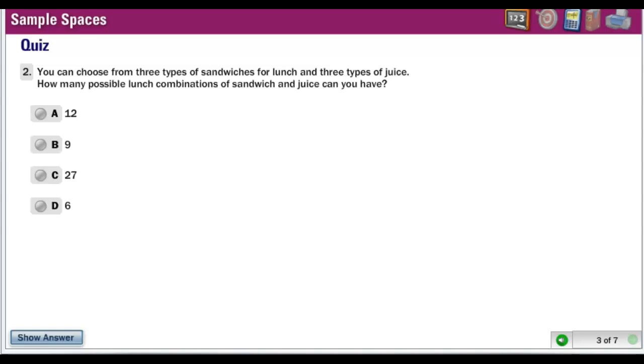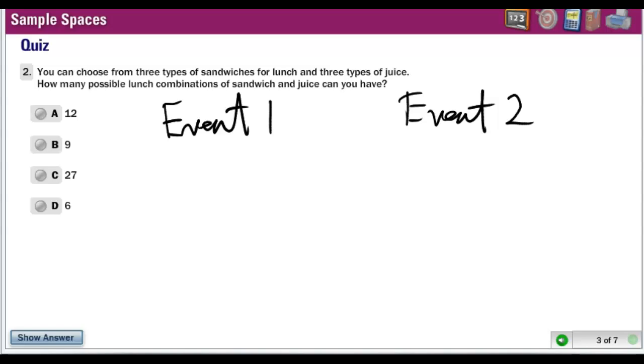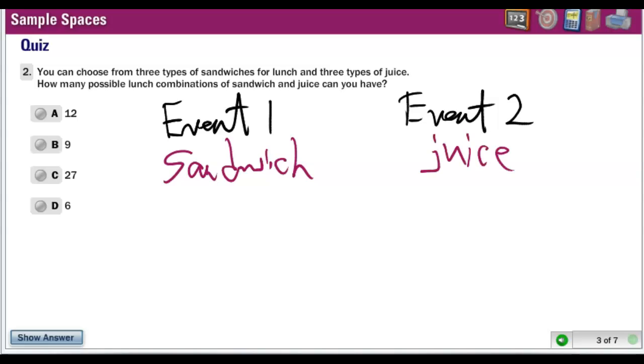So in statistics, we have words for what we do. We actually have two events. Event one and event two. The first event is choosing a sandwich, and the second event is choosing a juice. Watch how I make this tree diagram. This is the best way to do probability for you to see the sample space, because you can see what choices you have.